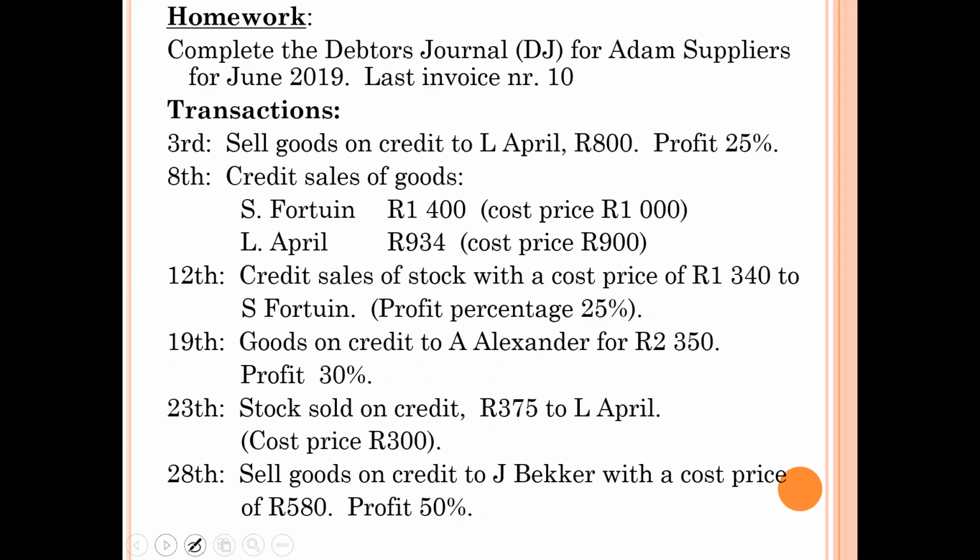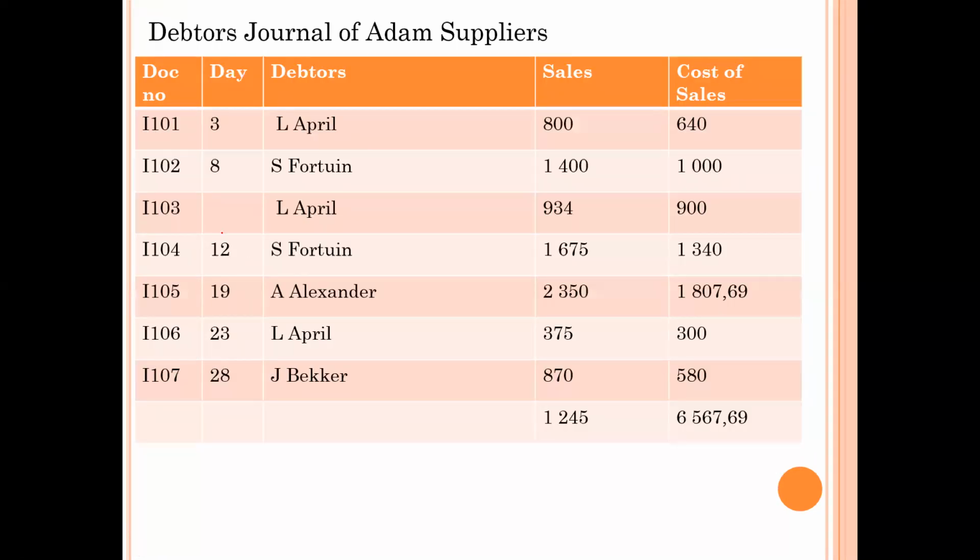Let's look at the entry. All right, remember now just the correct invoice numbers, please. On the 12th, S14. And I've given you this time the cost price of 1,340. You need to go and calculate the selling price. And if you calculate it, then it will be 1,675 Rand.